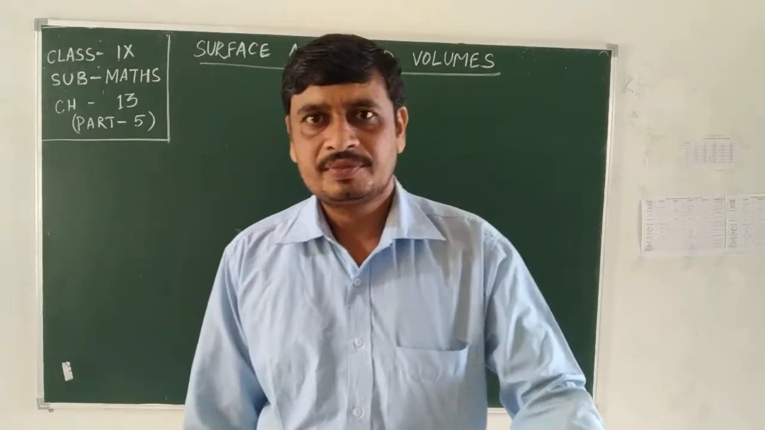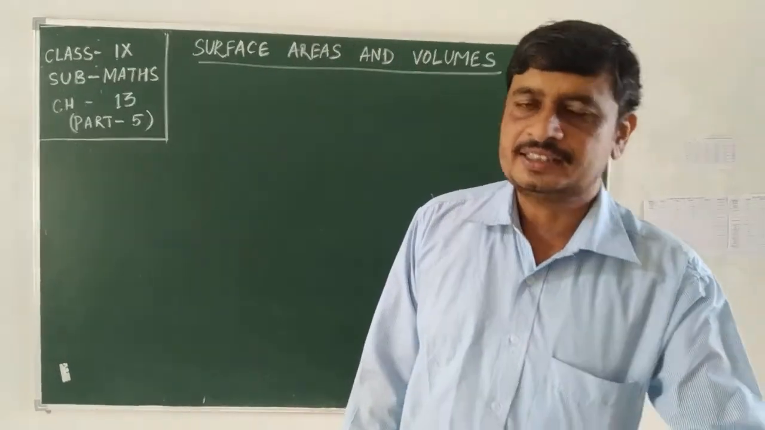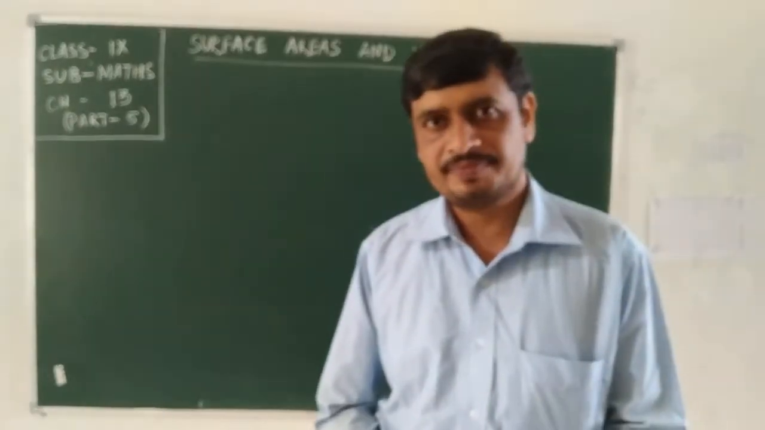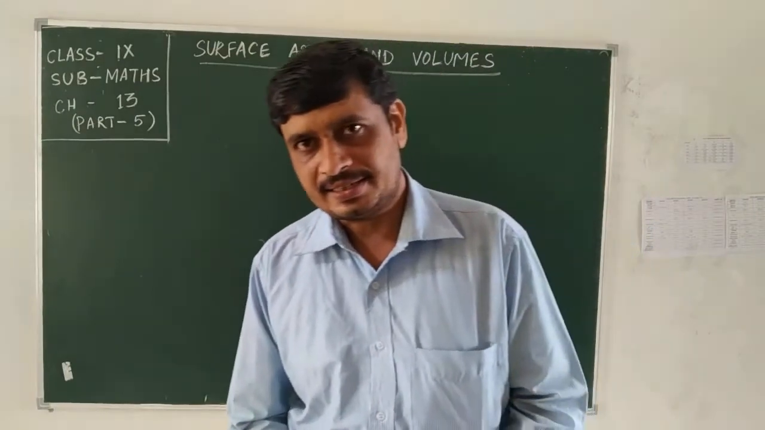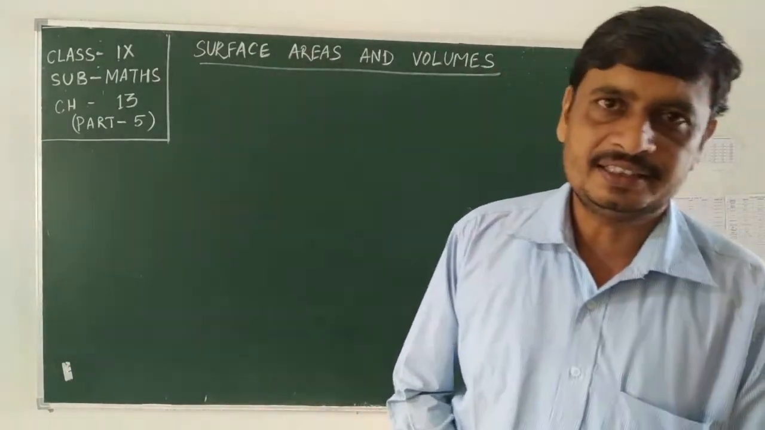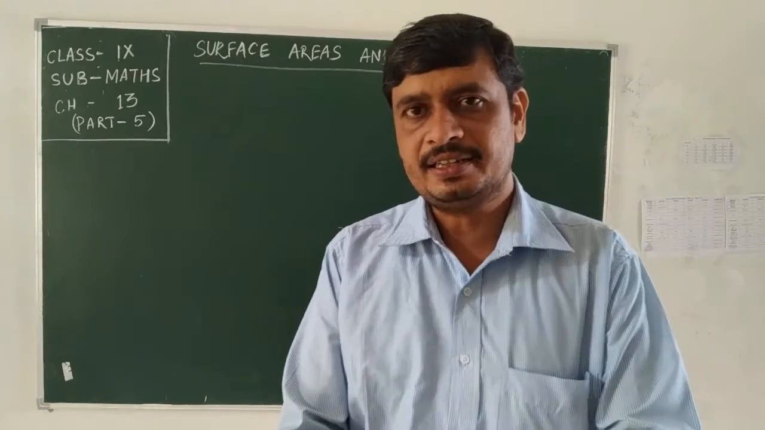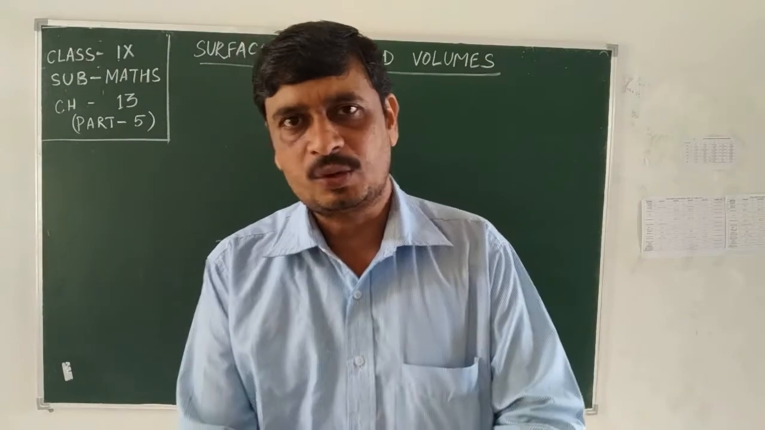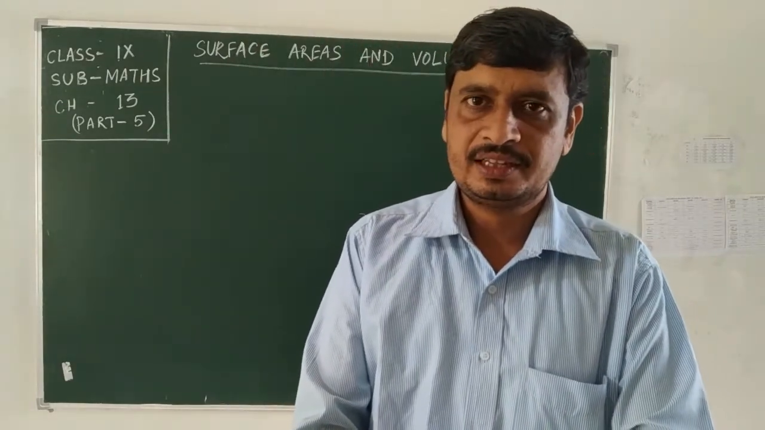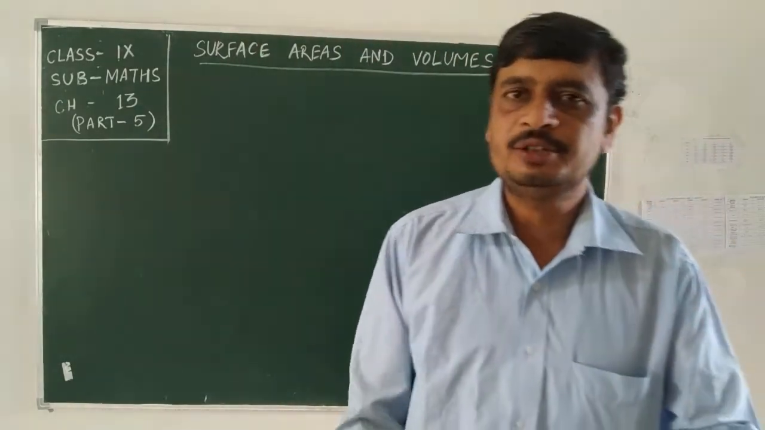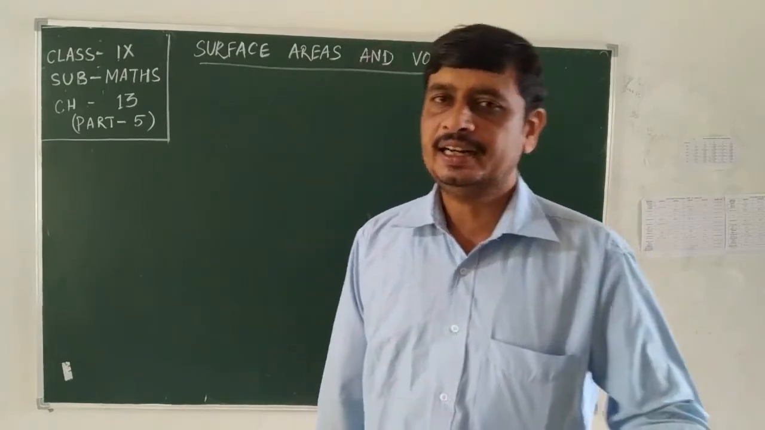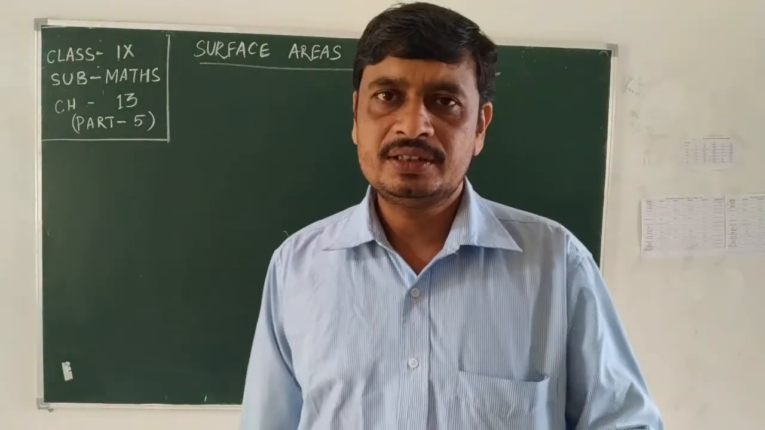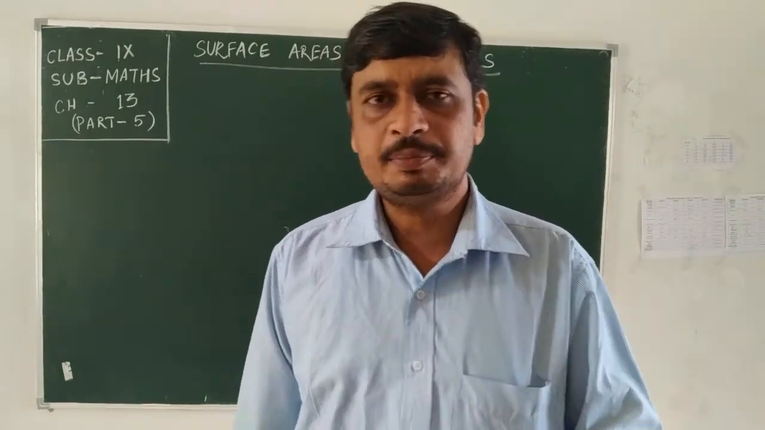Good morning, students. Today we will read class 9th mathematics chapter 13. Topic is surface areas and volumes. In our previous classes, on this topic we have already discussed how to find the surface area of different solids like cube, cuboid, cylinder, cones and spheres, and also discussed how to find the volume of cube, cuboid and cylinder. Today we will learn how to find the volume of cone and the sphere.